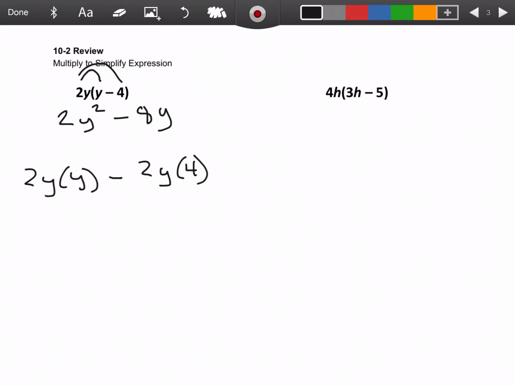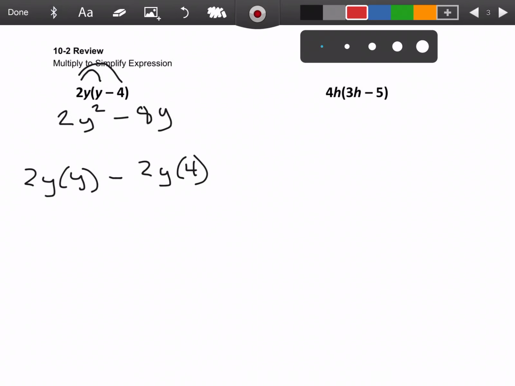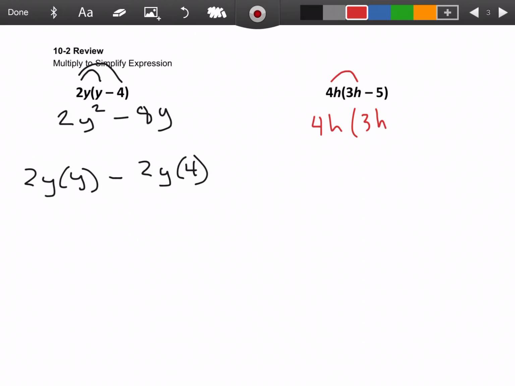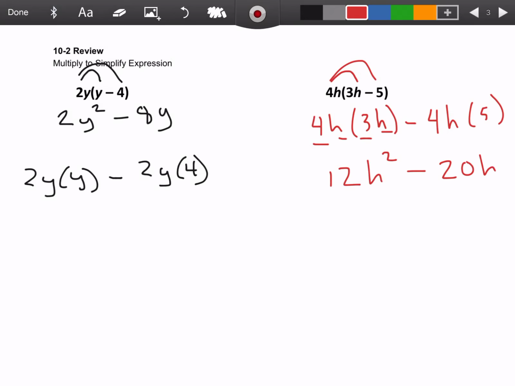Okay, and then this one on the right, once again, bombing the fort, we have 4h times 3h, and then we have minus 4h times 5. So 4 times 3, that would give us 12. H times h gives us h squared. Minus 4 times 5, that would be 20h. So that would be two problems, just bombing the fort, multiplying a monomial by a polynomial. In this case, it would be a binomial.